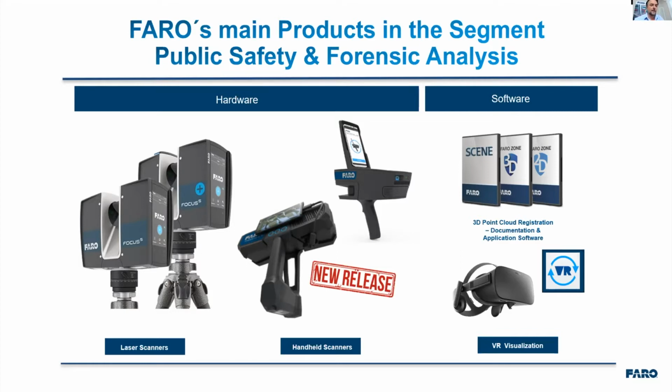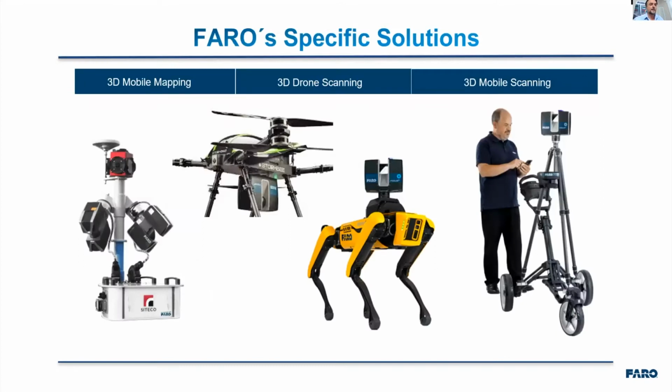FARO also provides some specific solutions, for example for mobile mapping, 3D scanning, drone scanning, and also mobile scanning. As we can see in those pictures, the core of all these specific solutions is always a FARO 3D laser scanner.